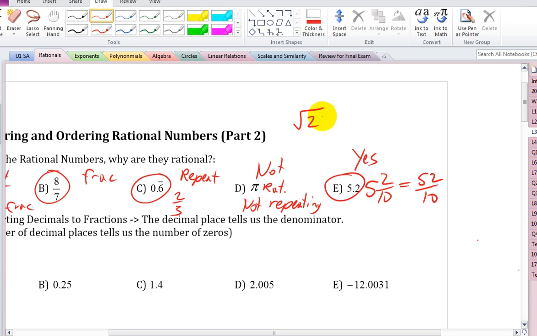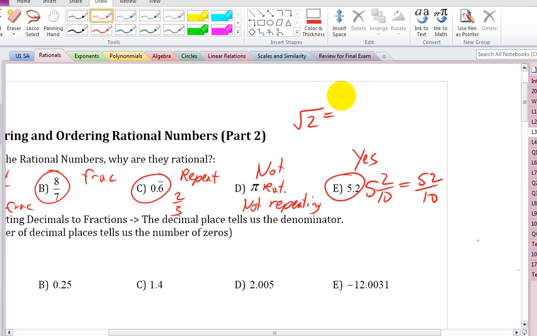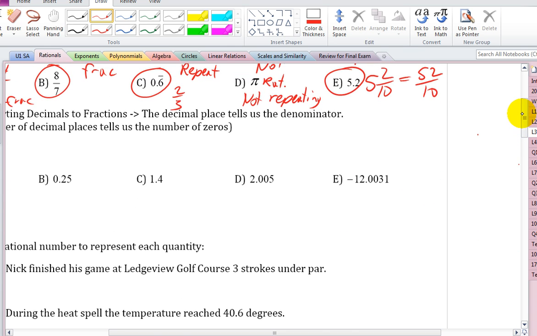What about this one, square root 2? Is that rational or irrational? Try it on your calculator. Anything repeating? No. Okay, so this is an irrational number. Try square root 4. What's that one equal? Yeah, that one equals 2. So this is rational. Okay. Questions? All right. Continuing on then.